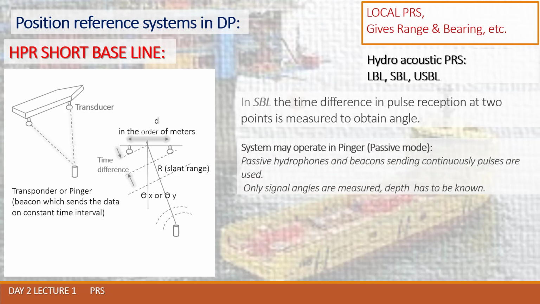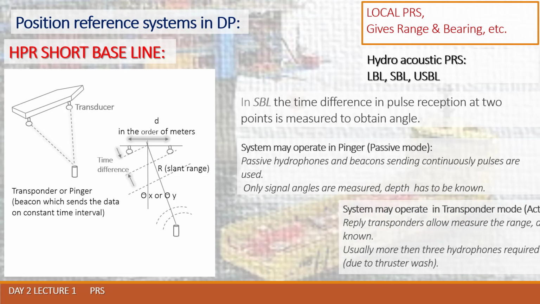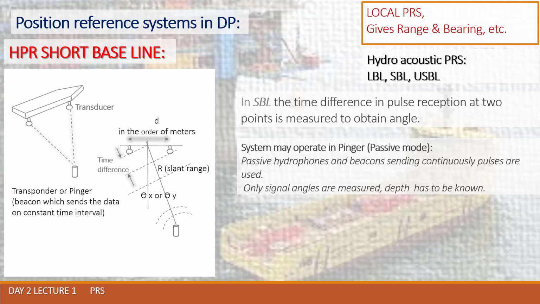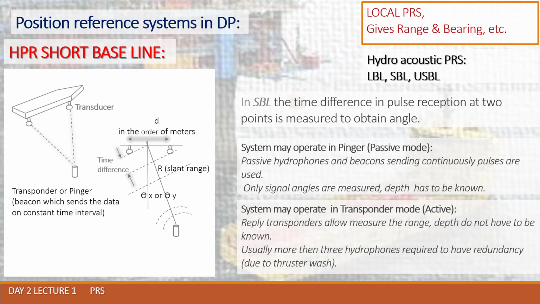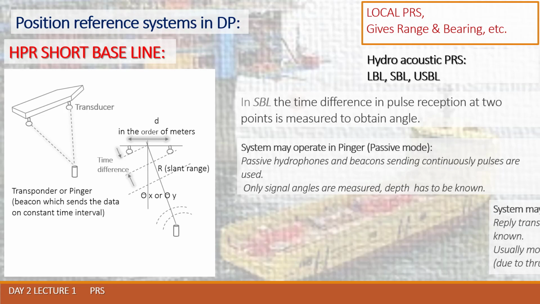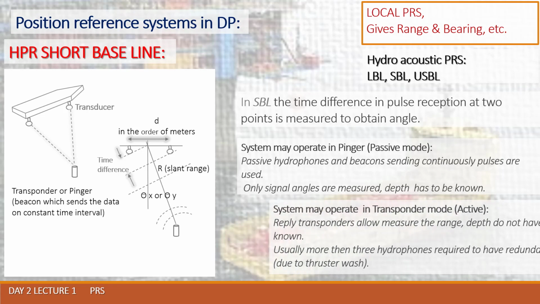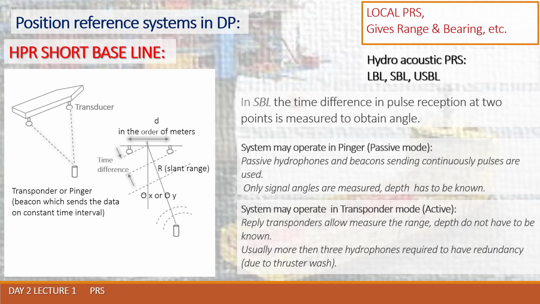Or this type of arrangement may operate in transponder mode. They call it active. Here, reply transponders allow measuring the range, and depths do not have to be known. Usually more than 3 hydrophones are required to have redundancy, due to the thruster wash, for example. So, gents, here we have angle measurement to obtain the idea about relative vessel position.